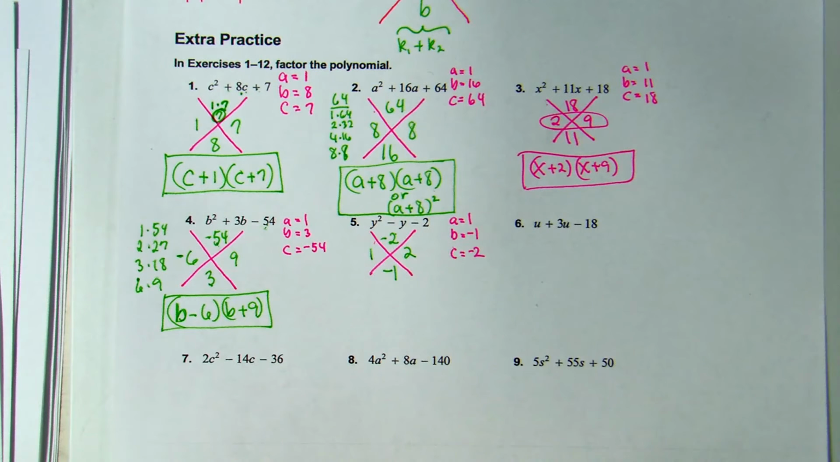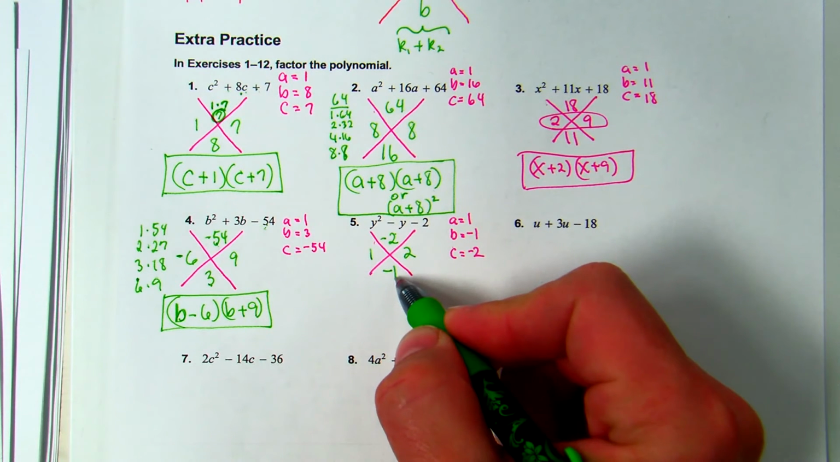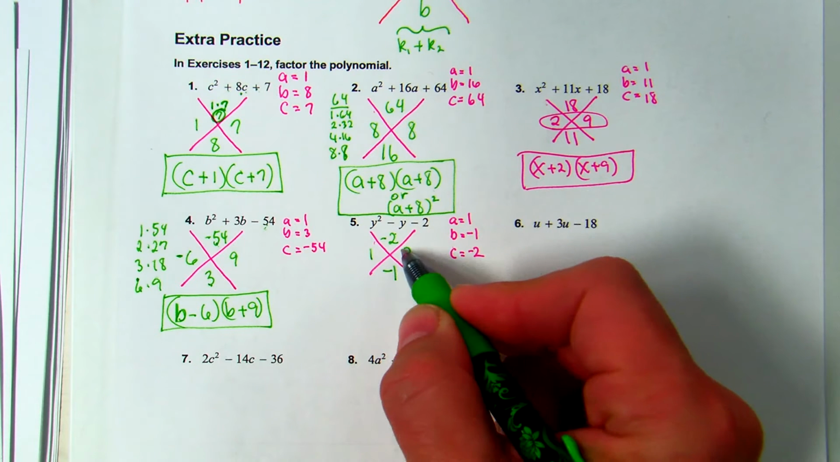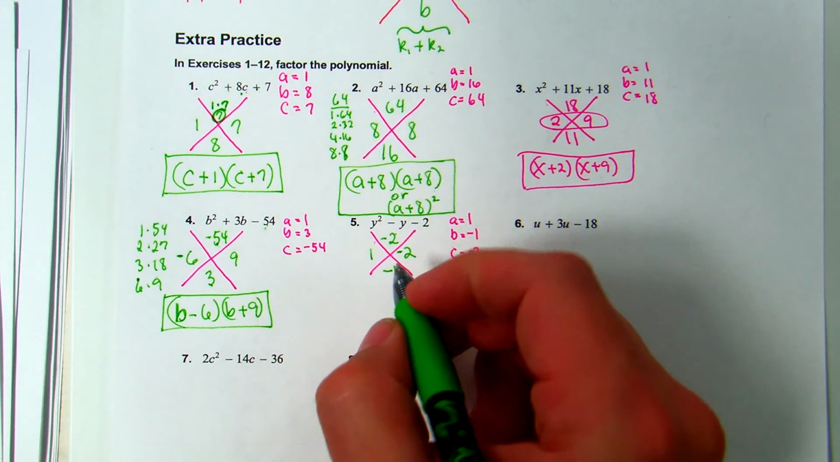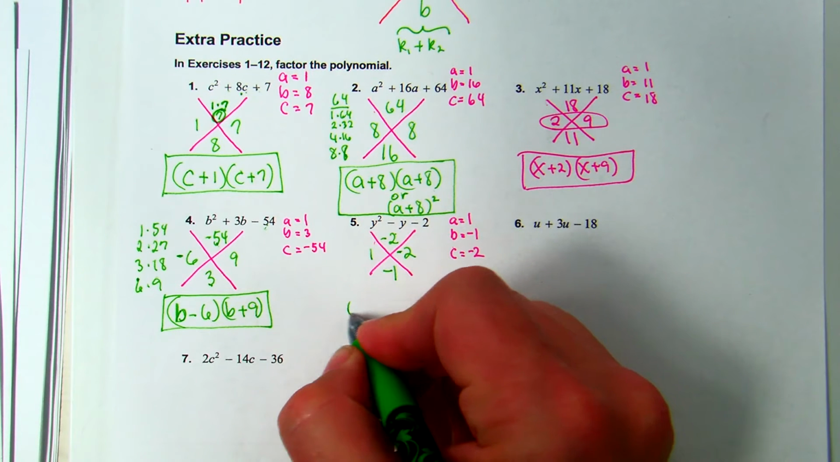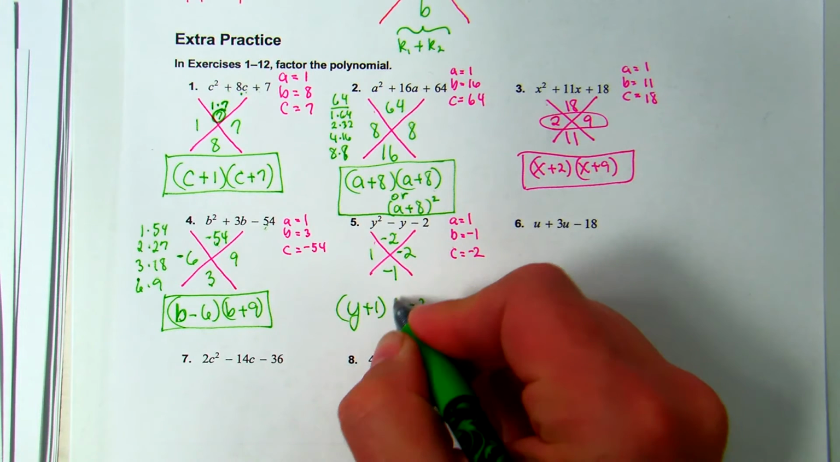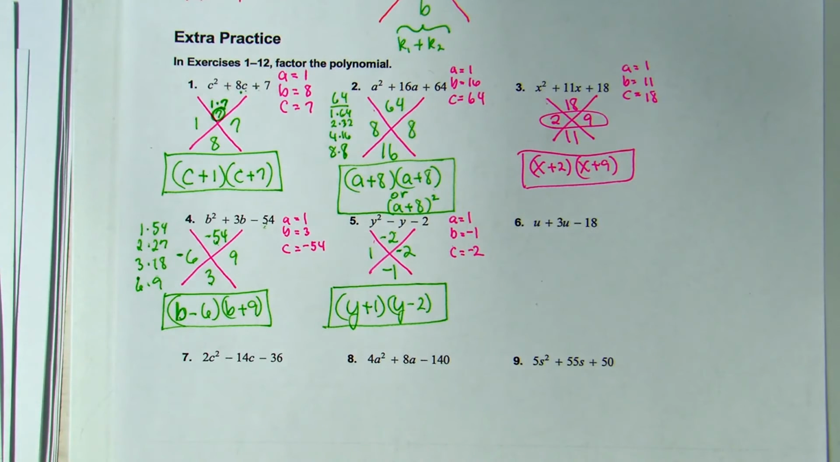Now we just got to figure out which one gets the negative sign, because the negative sign is on the bottom. We apply that same sign to the larger of the 2 numbers. So it would be the negative 2. All right, so now this is pretty simple. We're going to have y plus 1 times y minus 2. And that is my answer.